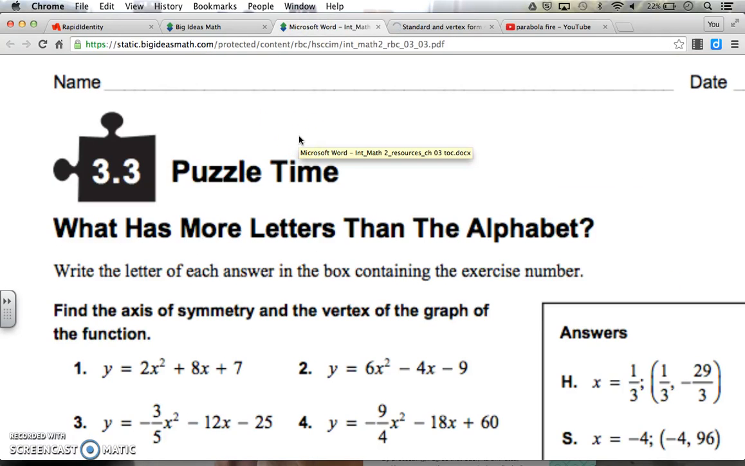Alright, Math 2 students, this is a short tutorial for the Puzzle Time Activity 3.3.